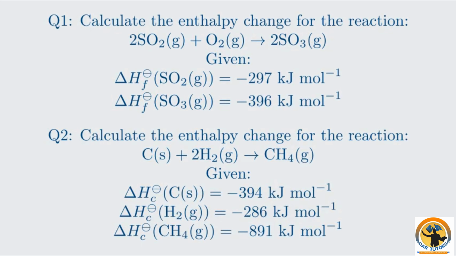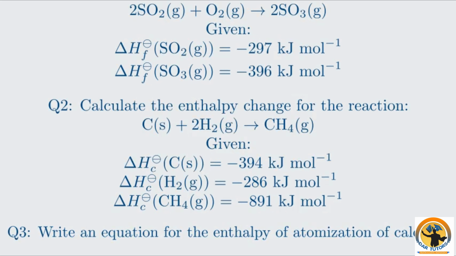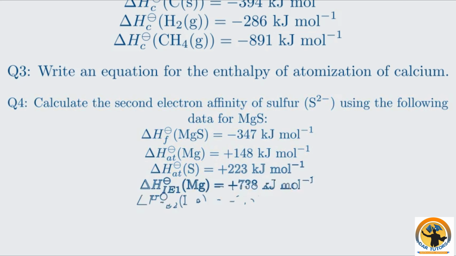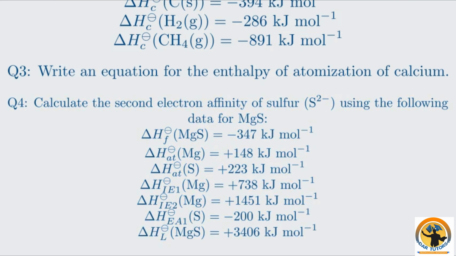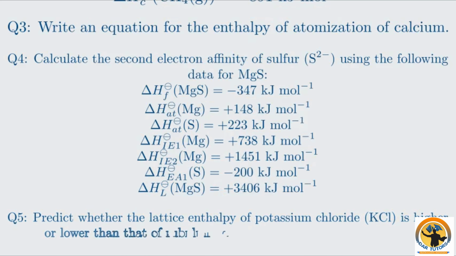Question 3 is about atomization enthalpy. Remember the definition. Write down the equation for the atomization of calcium. Pause now. Question 4 asks for the second electron affinity of sulfur using a Born-Haber cycle. This involves multiple steps. Here are the data you'll need. Pause the video to work through the calculation. And finally, question 5 is a qualitative comparison. Think about the ionic charges and radii. Pause to consider your answer.